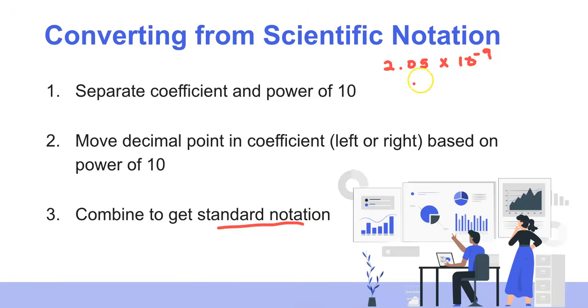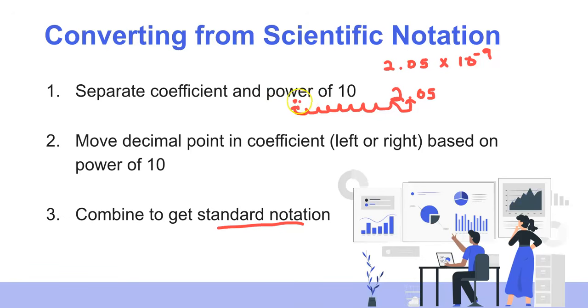All right, so we're going to look at our coefficient there, 2.05. And so I'm going to move that decimal. Now I need to figure out, is it going to go to the right or to the left? Well, if it's a negative, it's going to go to the left. 1, 2, 3, 4, 5, 6, 7, 8, 9 times.